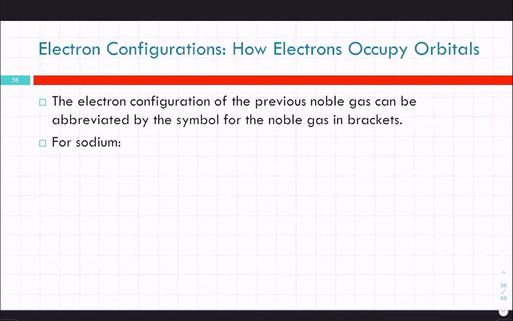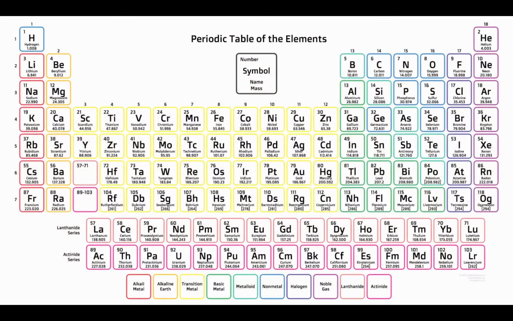So for sodium, the electron configuration of the previous noble gas, so it's the noble gas on the line above it, can be abbreviated by the symbol for the noble gas in brackets. So we're looking for sodium, Na. So we go to our periodic table, we can see sodium over here, 11 electrons.